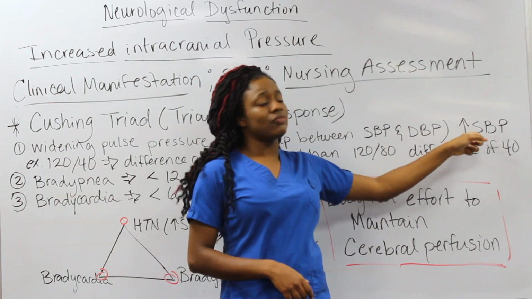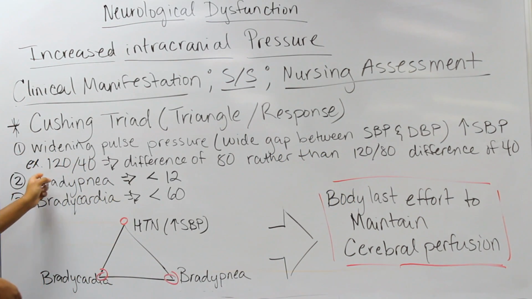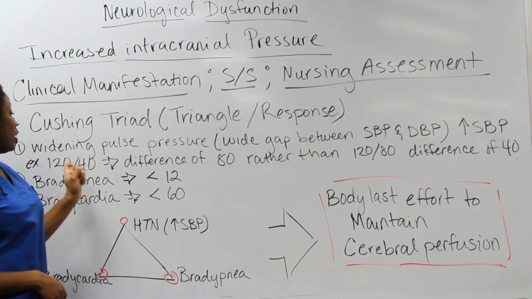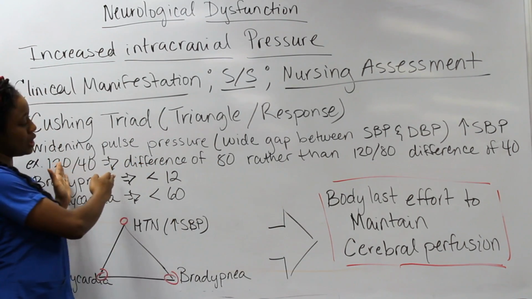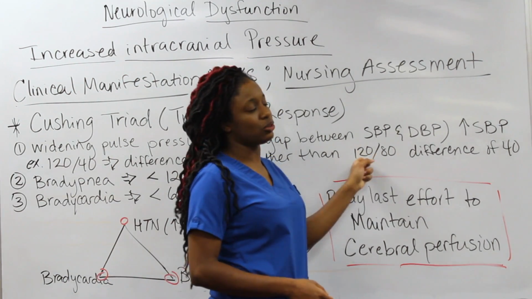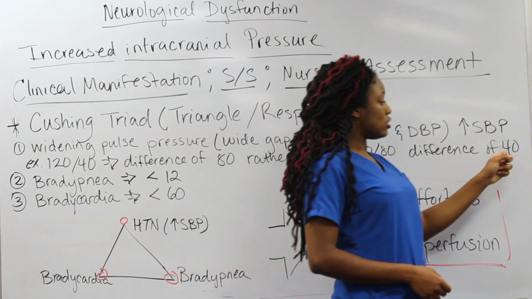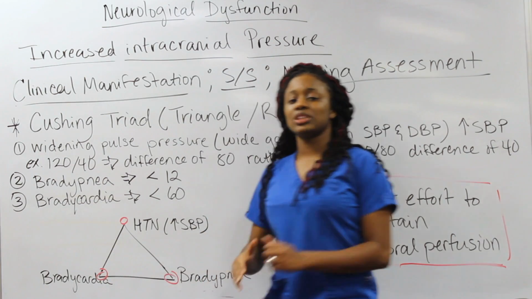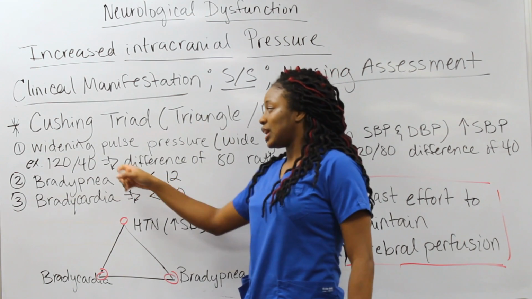And most of the time you're going to see an elevated systolic blood pressure. With that said, an example is I have 120 over 40, right? If you subtract 40 from 120, that gives you a difference of 80. You see how wide that gap is? Rather than a regular blood pressure that's in between, say 120 over 80, and if you subtract 80 from 120, that's only a difference of 40. So literally this number almost doubles over here with the 120 over 40. So that's what they mean when they say widening pulse pressure, right? So that's your first sign.